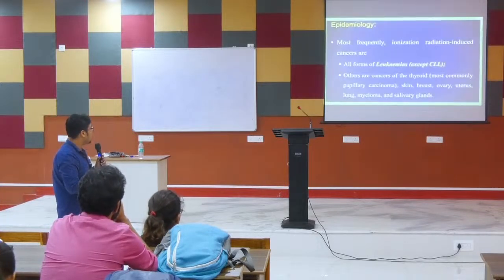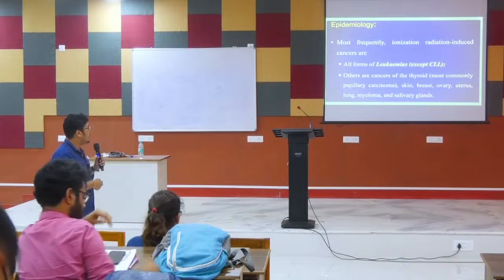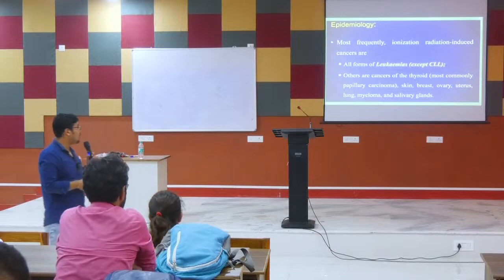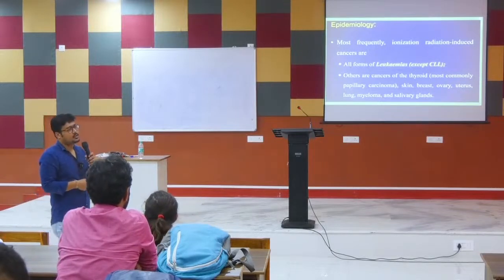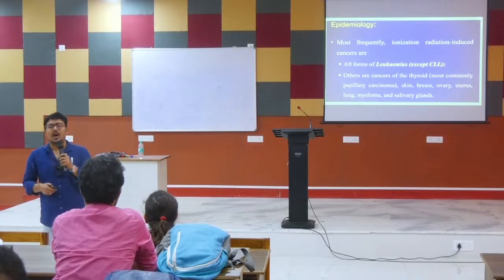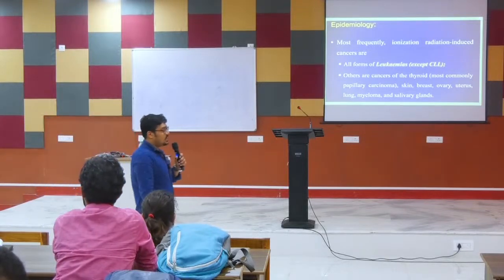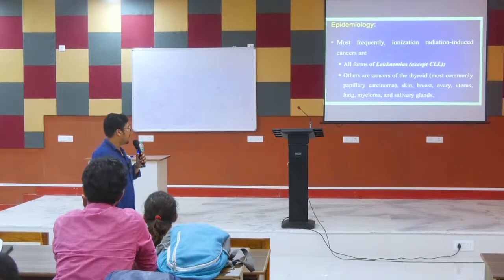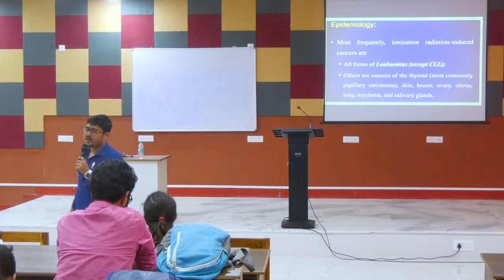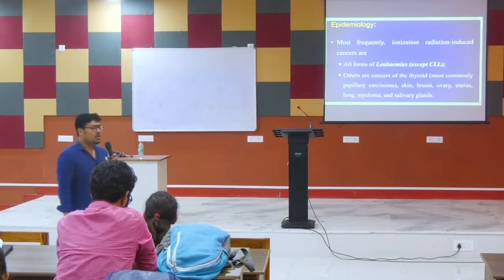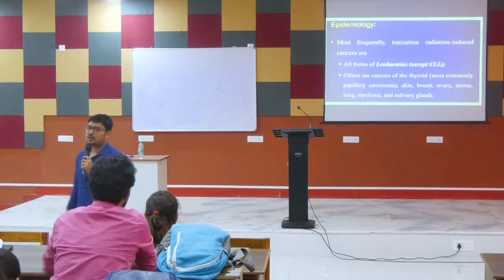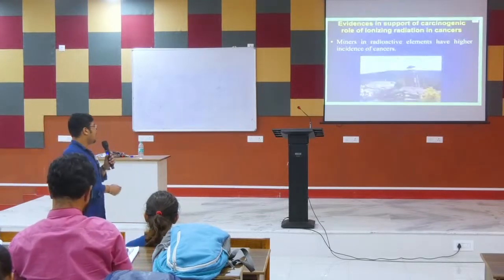Okay, ionizing radiation. All forms of leukemia except CLL are caused by the ionizing radiation. Other cancers are like thyroid, most commonly papillary carcinoma of thyroid. It has good prognosis, but this papillary carcinoma is mostly attributed to the ionizing radiation, like X-ray, like alpha ray, like gamma ray. Okay, X-ray is also beneficial, but repeated exposure to X-ray is not beneficial to us. So repeated X-ray exposure to the neck area causes papillary carcinoma of thyroid.